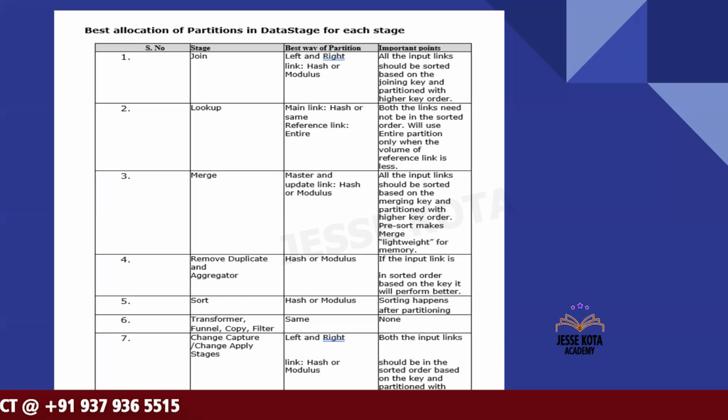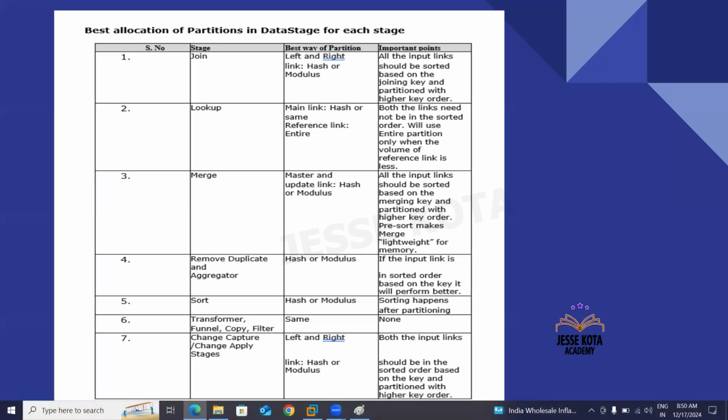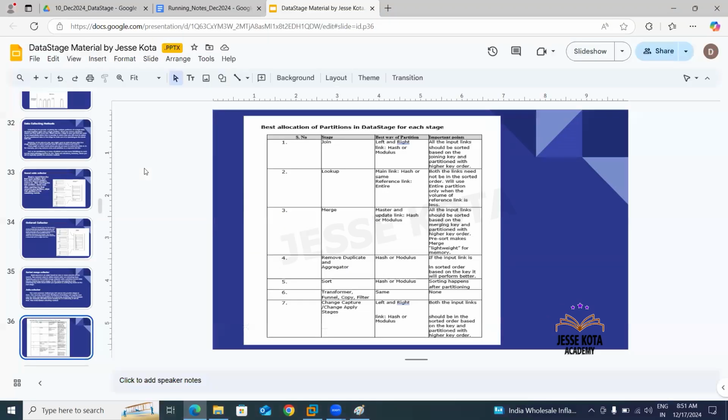Okay. And for funneling, copying the data. Funneling means combining two or three tables, a minimum of two tables or above. Combine all the input links and load it into one output link. In that case, we can go for same partition. So data will be in the same node. For filtering, data filtering, transformation. Okay. So these are the collecting methods.